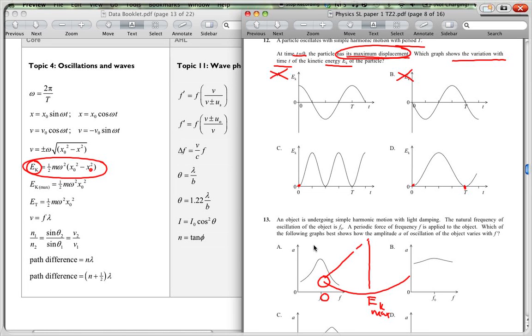This will be 0. To go to 0, it will come back to being maximum again there, and then it will go to 0. So we're going to get a 0, max, 0, max, 0. And here I have a 0, max, 0, max, 0. So it must be C is correct for that. So we're looking at 12C.